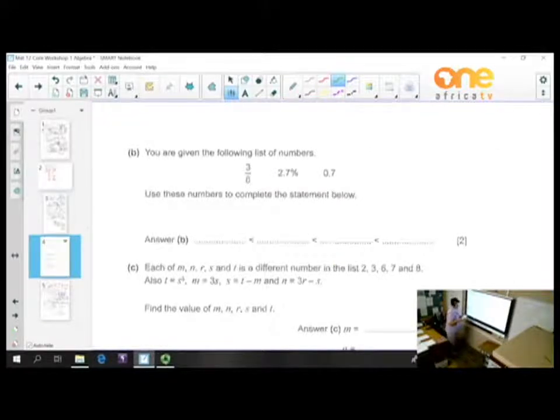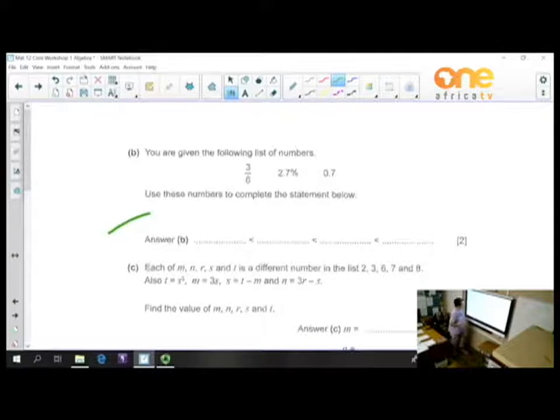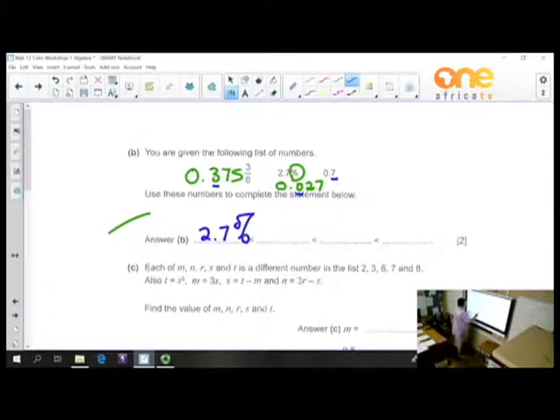Right, and now we're looking at the last page. You are given the following list of numbers. Use these numbers to complete the statement. So we have to arrange them from the smallest to the biggest in ascending order. And to do that, you have to change everything to decimals. Otherwise, you cannot compare them. So 3 over 8 is 0.375. I just press my calculator, 3 divide by 8. This one is divide by 100, remember? So this is 0.027, and that one is then given as a decimal. Now, which one is now the smallest? So what we do is we look at that first decimal place, and then you can see this one is the smallest one. So it's 2.7%. And then we look at the next one, which is obviously this one, 3 over 8, and then 0.7. So that is the answer there.